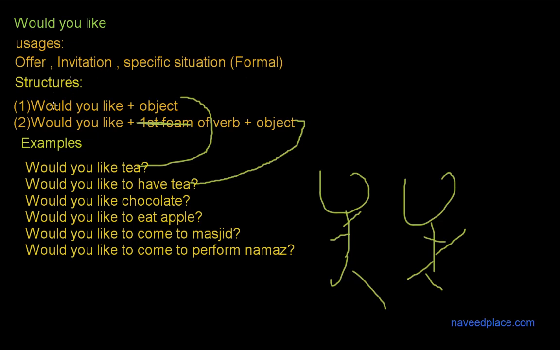Now it's time to see the structures of "would you like". The structures are: would you like plus object, and would you like plus first form verb plus object. And do you know what a verb means? A verb is a word which is used to indicate an act. For example, if I say take, eat, do, operate, learn, all these words are called verbs. Getting me? Because all these words are indicating an act.